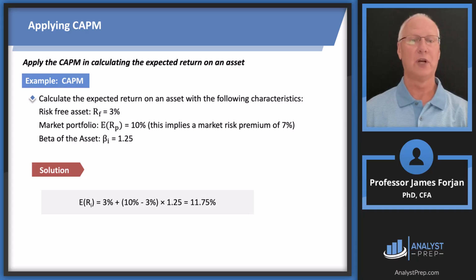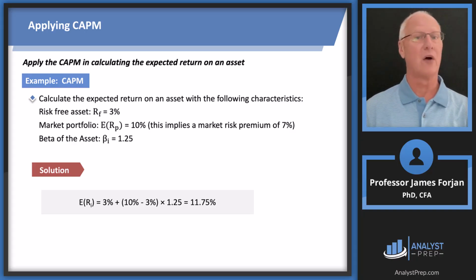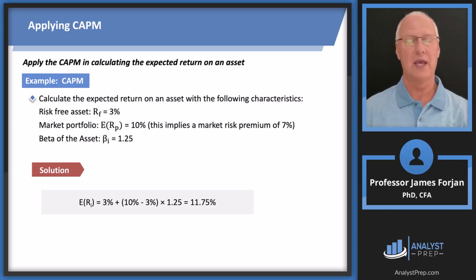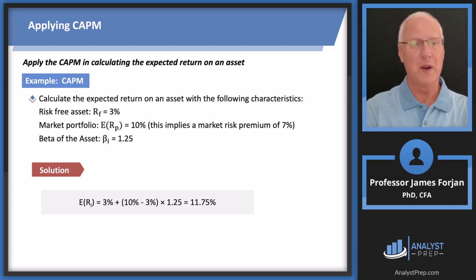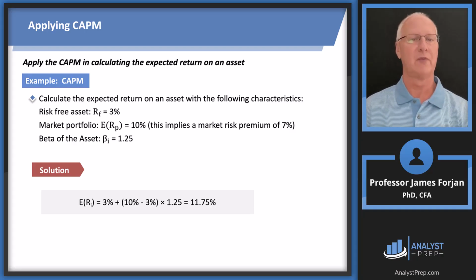So let's go ahead and do a couple of problems here, which sound an awful lot like what will show up on the exam. Calculate the expected return on an asset. It's probably going to be a share of stock on the exam, but it could be almost any asset. So the risk-free rate is 3%, market portfolio 10%.